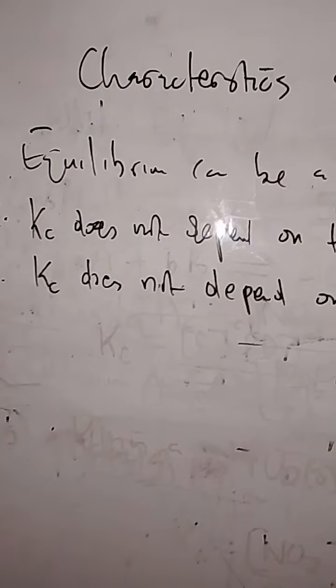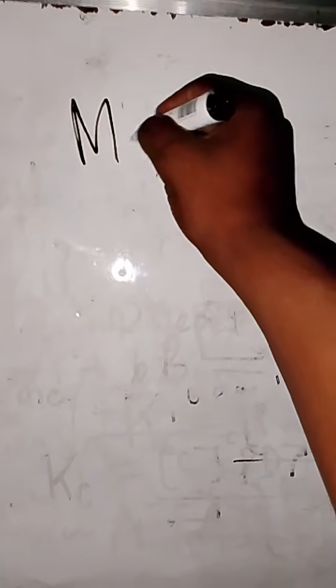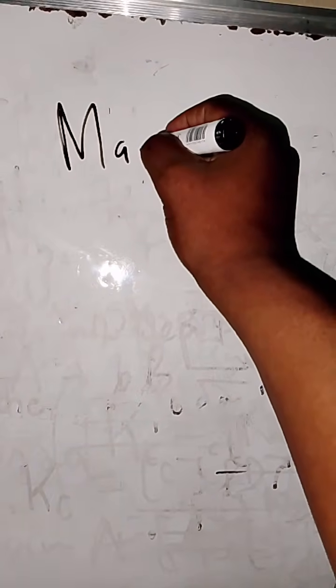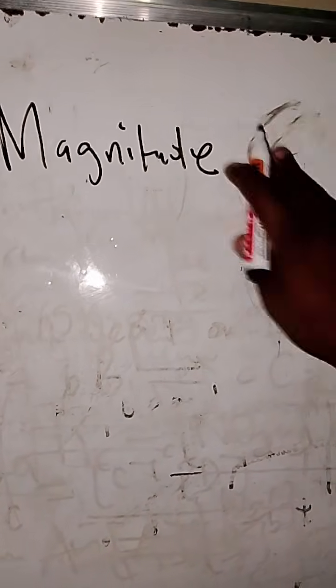Then we now look at the magnitude of Kc. We shall use the magnitude of Kc to determine whether the reaction lies to the left or right, or there is no shift.